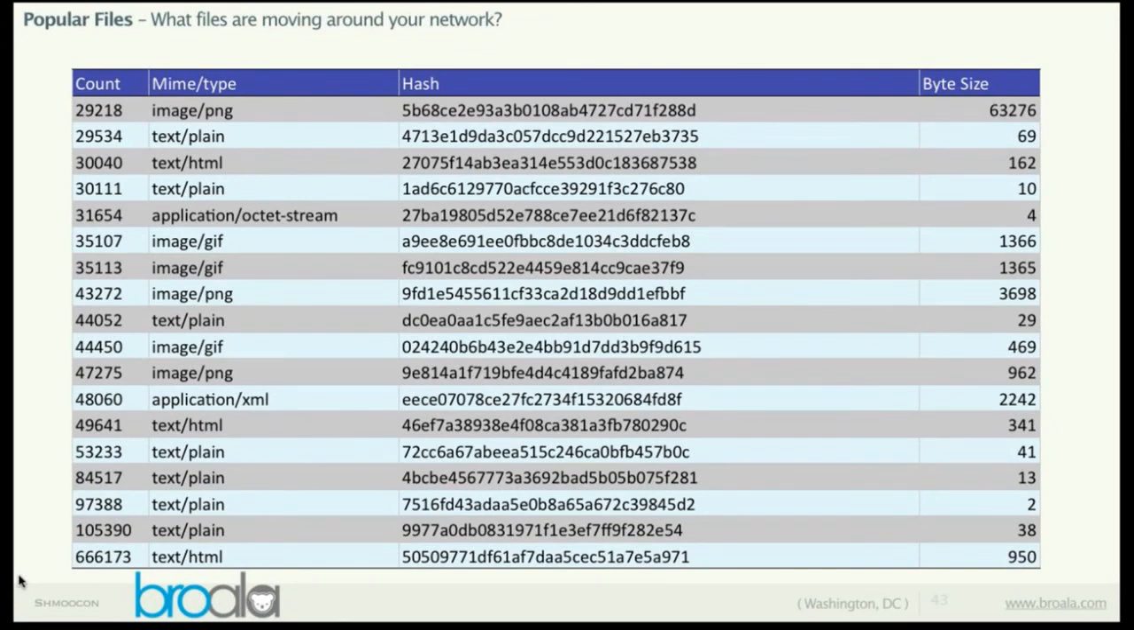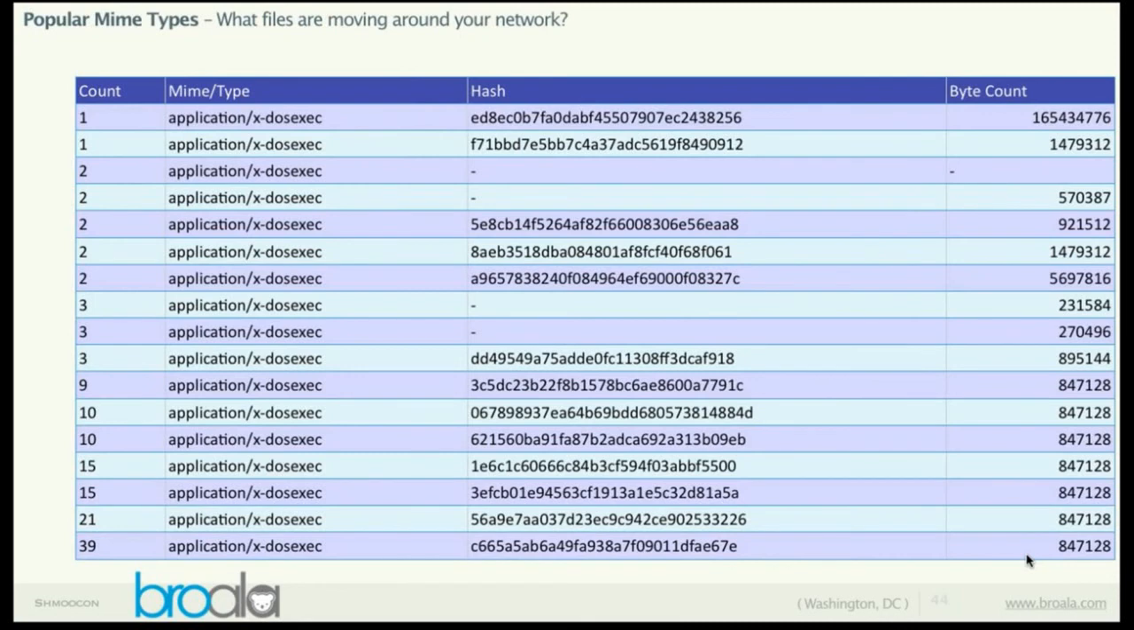So again, the numbers don't mean anything to you. This was simply a count from a Bro sensor, the count of the number of times I saw this file, and this is its MIME type, and this is its size. And I did some sample rundowns on these. I think we'll move into one in a second. But it's also interesting to look at what are the least popular files moving around your network, or what are the distinct files moving around your network.